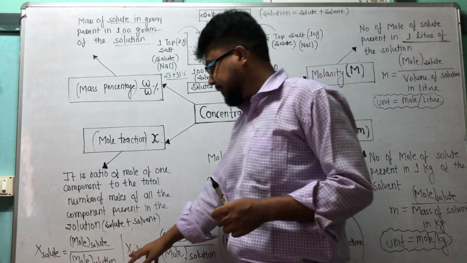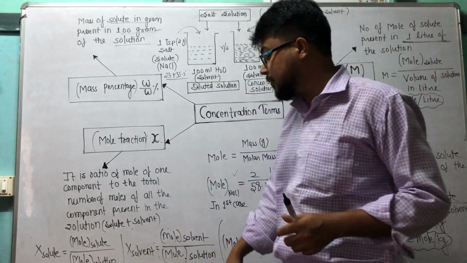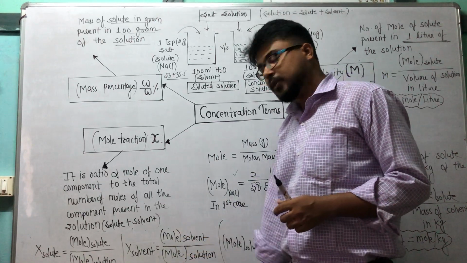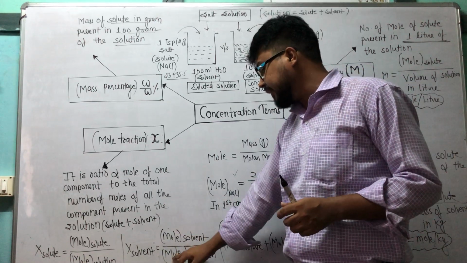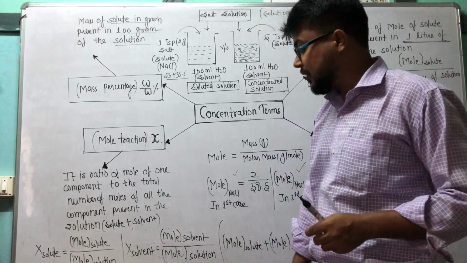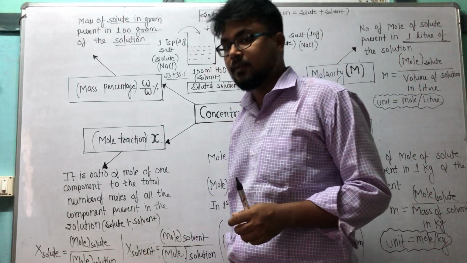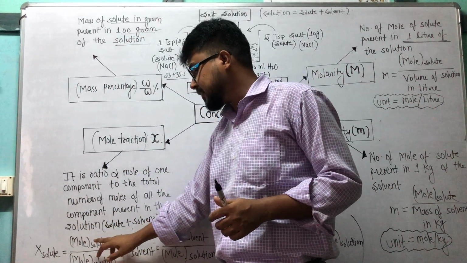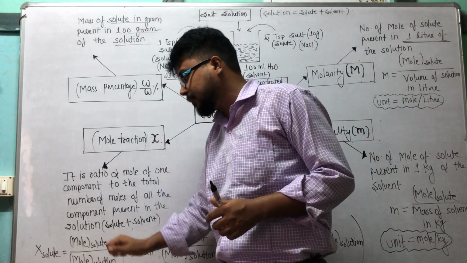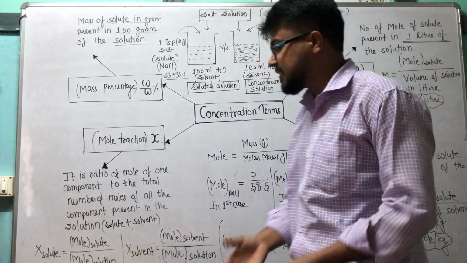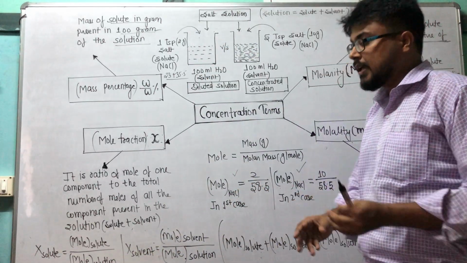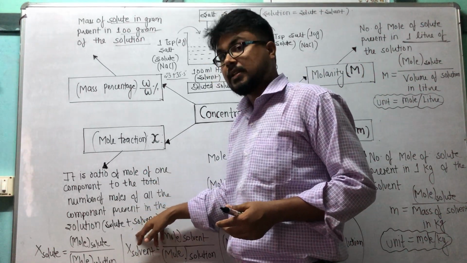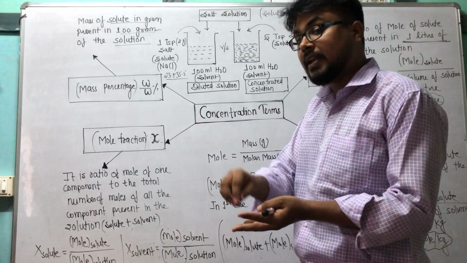Suppose we have to calculate the mole fraction of solvent, then what will we do? We will do mole of solvent divided by mole of solution, because we are asked about the mole fraction of solvent. In case of mole fraction of solute, we will divide mole of solute by mole of solution. It is nothing but fraction of moles. Again, solute is going to be added in solution.